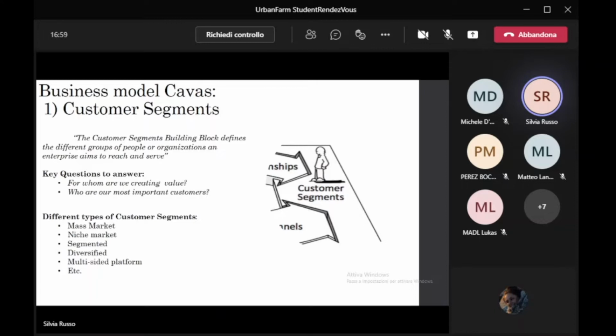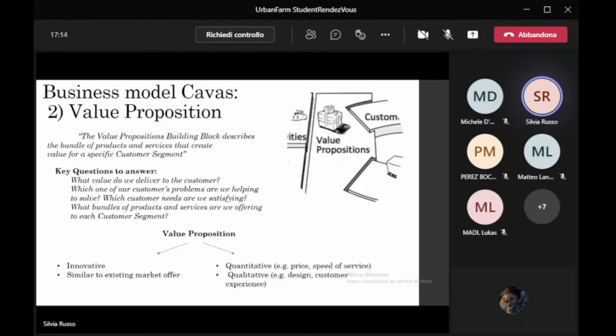We can operate in different types of markets, for example, the mass market, the niche market, segmented market, diversified market, etc. After defining the customer segment, we look at value proposition.